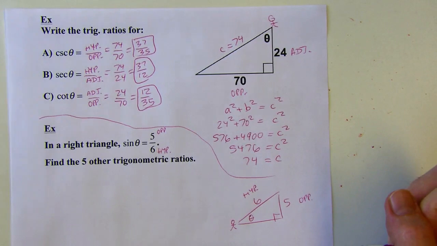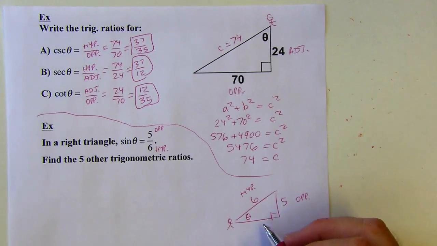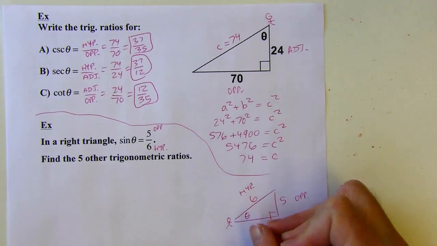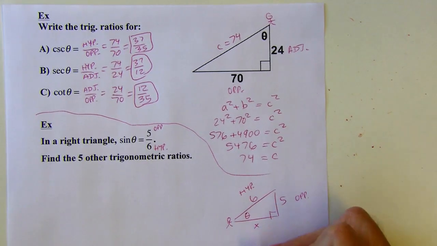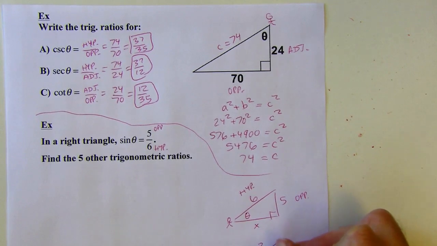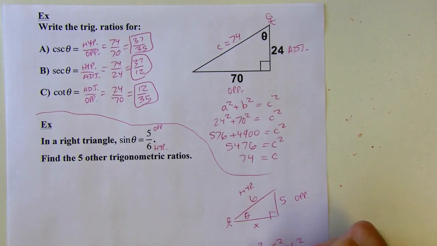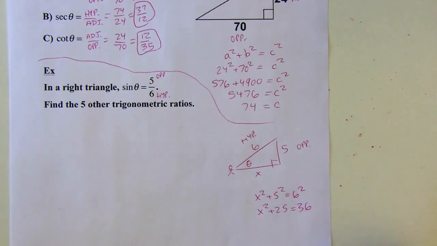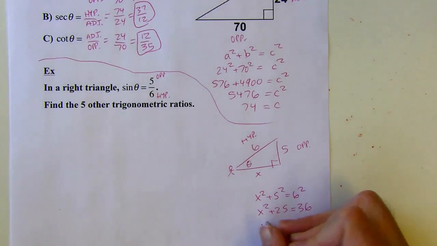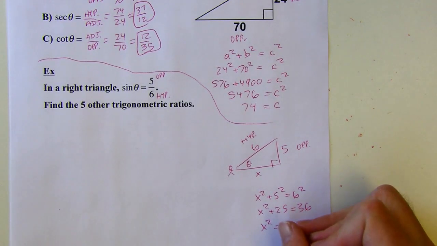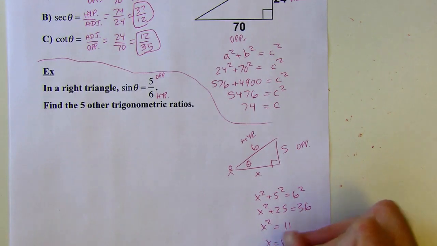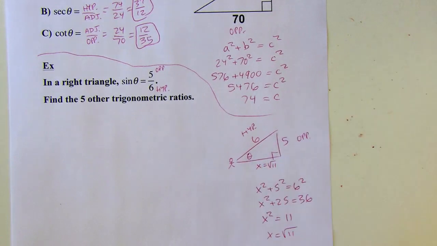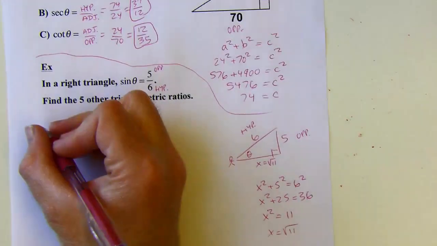So what I need to do, I still need to find the adjacent. So I'll call this x. So I can say x squared plus 5 squared equals 6 squared. I'll subtract 25. And then take the square root, and I'm just going to leave that as a radical. It's in simple radical form, so this would be root 11. So I've already got sine.